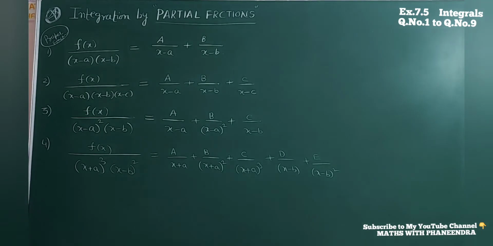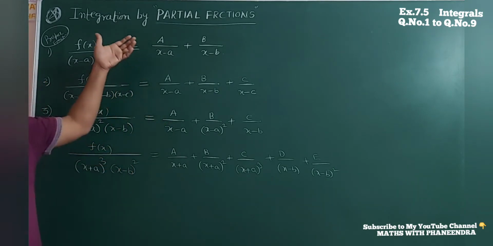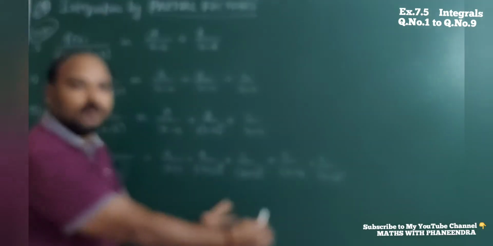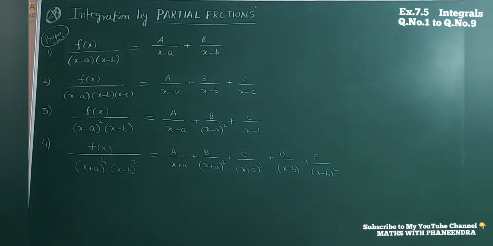I hope you understand that. This is the procedure. First you have to apply this method. This is called the procedure of finding the partial fractions. After getting the partial fractions, take integration on both sides. Each and every term you have to integrate. The respective terms you can integrate. You will get the answers. Okay. We will move on to the other category types. Here 4 are completed now. Remaining 5, 6, 7 are to be completed.